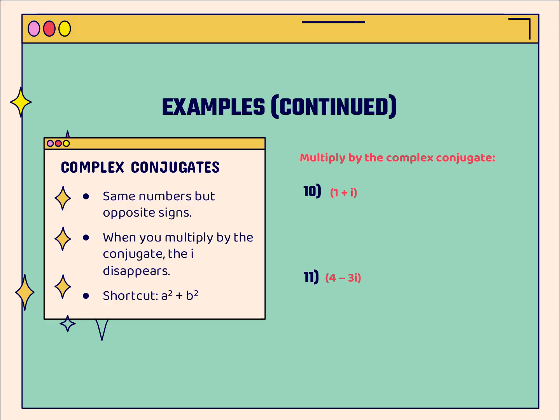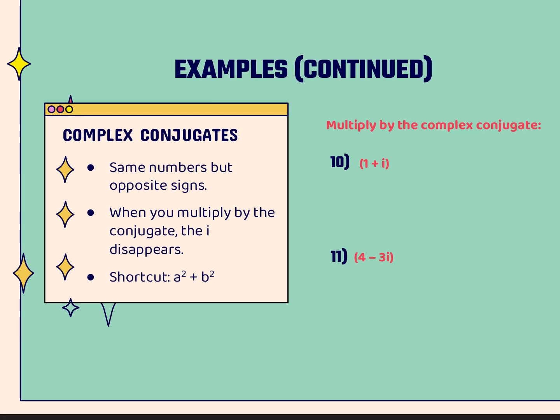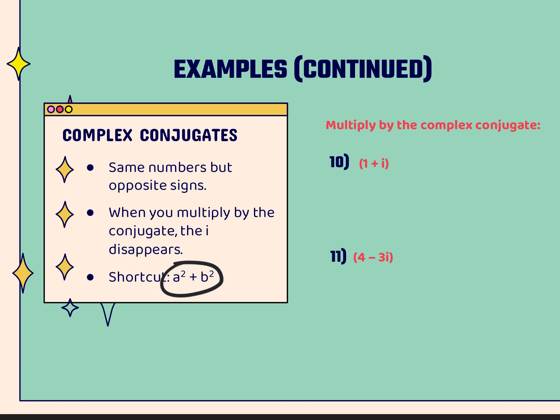All right, let's scoot along. We already talked about this, one of the examples, and we're going to use this tomorrow when we divide, okay? You're going to have to understand the concept of complex conjugates. It's the same numbers, but opposite signs. The reason we do this is so when you multiply them together, the i's disappear, and this is a shortcut. It's just going to be the first number squared plus the second squared.